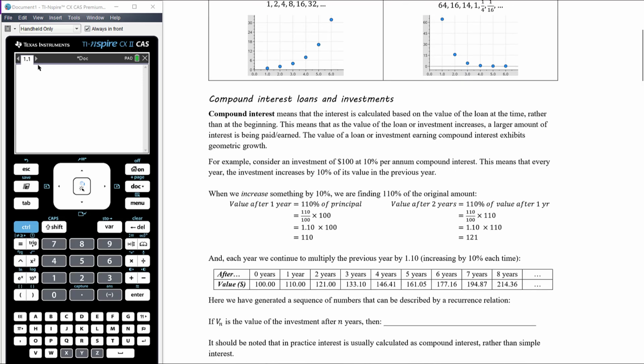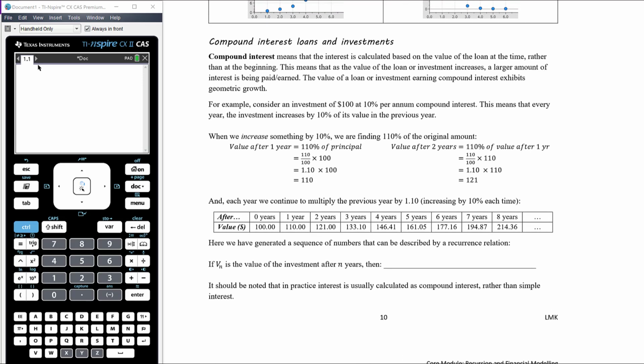So we want to have a look at compound interest in this video, and the depreciation equivalent is reducing balance depreciation, so we'll also have a look at that. Compound interest means that the interest is calculated not based on the principal value, but based on the value of the loan at the time. So as the value of the loan or investment increases, a larger amount of interest is being paid or earned. The value of a loan or investment earning compound interest exhibits geometric or exponential growth.